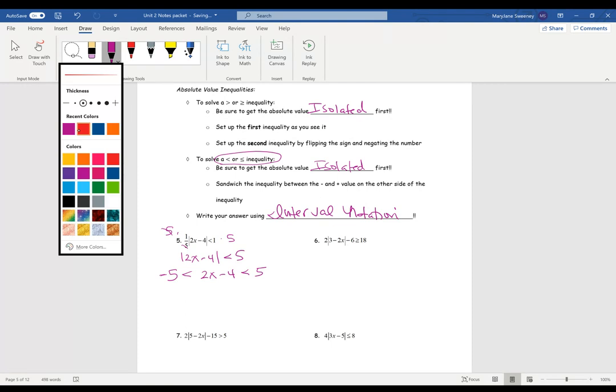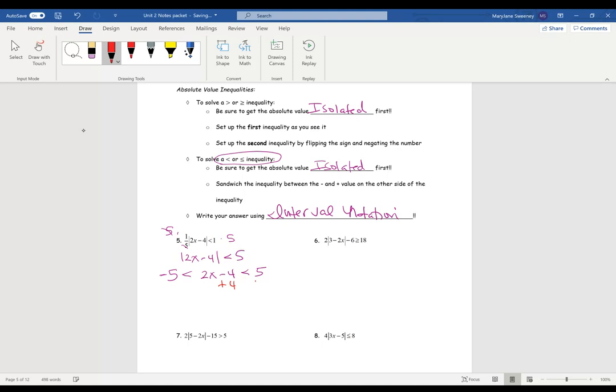And then what happens is it's like you're solving two inequalities at the same time. So if I'm adding 4 to the middle, I have to add 4 on either side of the inequality. This is negative 1, less than 2x, less than 9. And then I would have to divide by 2.